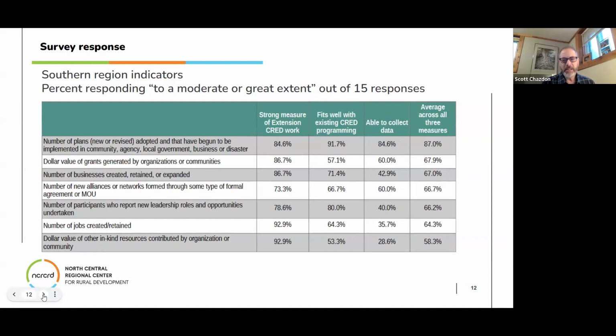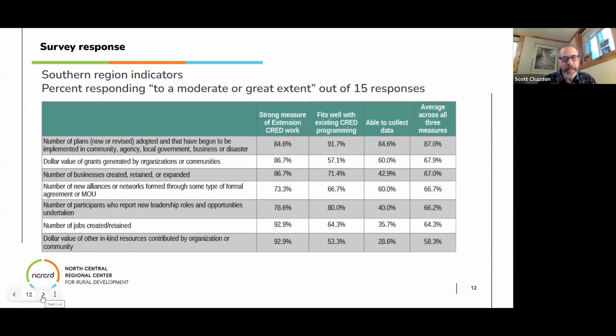And then some of the other measures were felt to be pretty strong in the South as well. It's interesting because in the Southern region, they combine number of businesses created, retained, or expanded. So if the extension program is doing anything directly with businesses, they're able to just report on this one indicator, whereas in the North Central, that was separated into two indicators. In the Southern region, all of these were felt to be pretty strong measures of Extension CRED work, but there is quite a bit of variation in the ability to collect the data, especially this last one, dollar value of other in-kind resources contributed by organizations or communities.